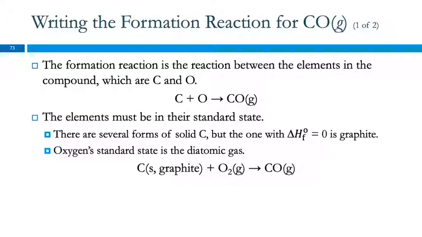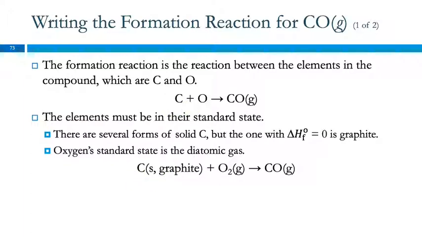So if we want to write the formation reaction for carbon monoxide, we put carbon monoxide as the product, and then we look at the chemical formula and identify what elements are in that compound. Well, there's carbon and oxygen. But those elements have to be in their standard states. So carbon, we look it up and we find that carbon, solid, graphite is the standard state of carbon.